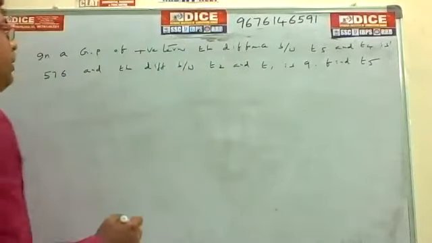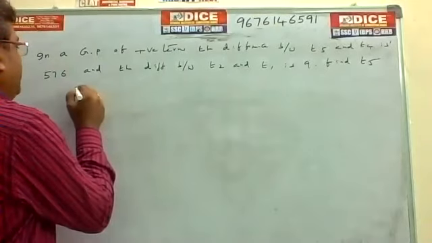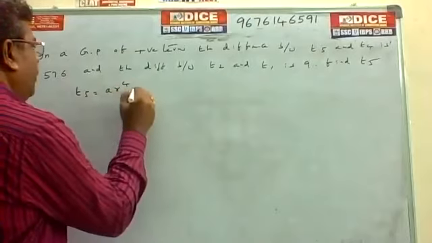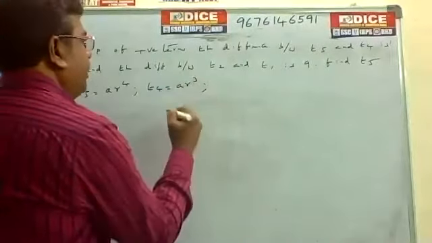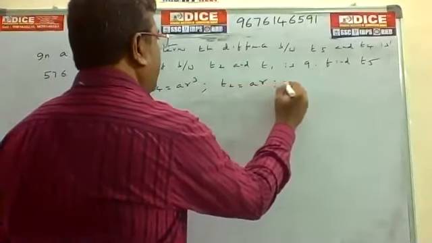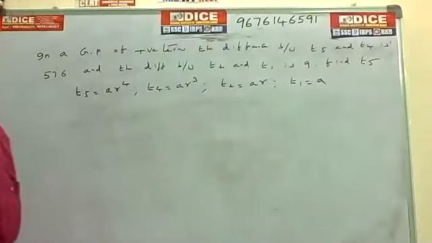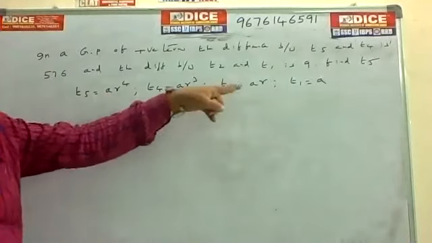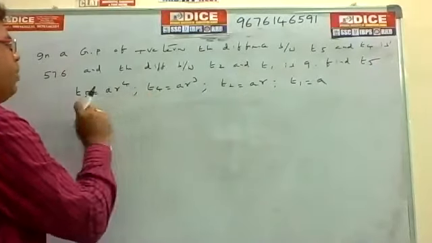Okay, see here. T5 is equal to A into R to the power of 4. T4 is equal to A into R cube. T2 is equal to A into R. T1 is equal to A. These values first of all. So the difference between these two, first of all T5 and T4.